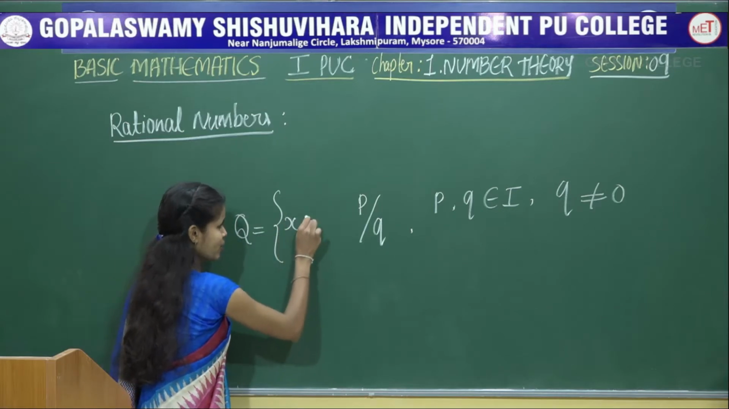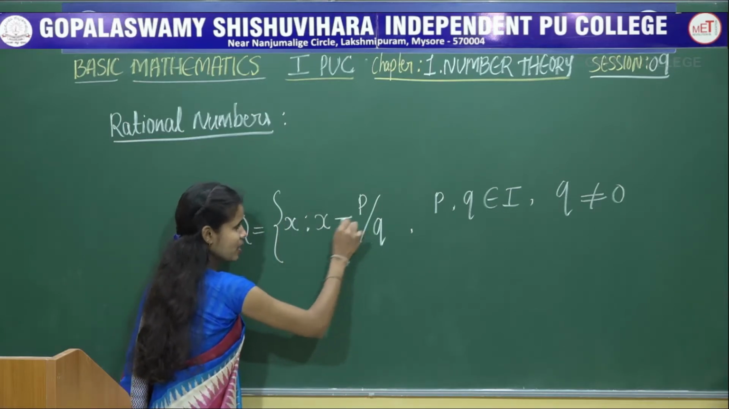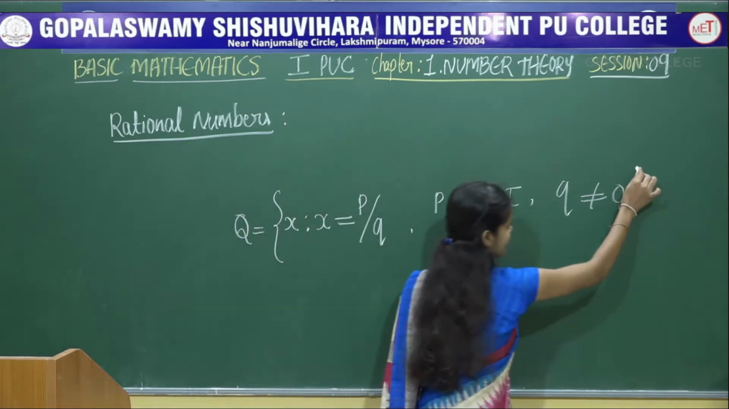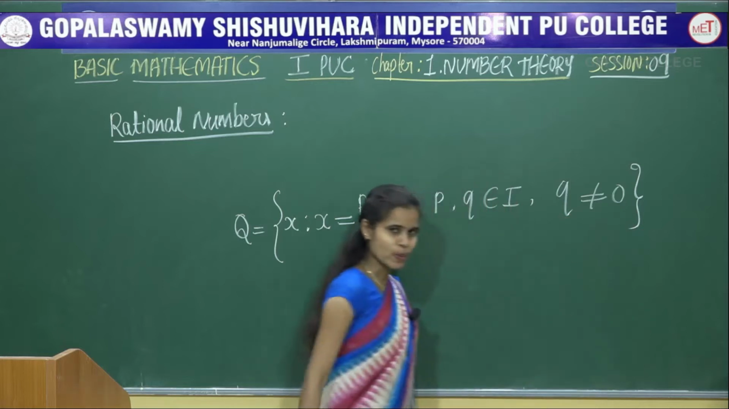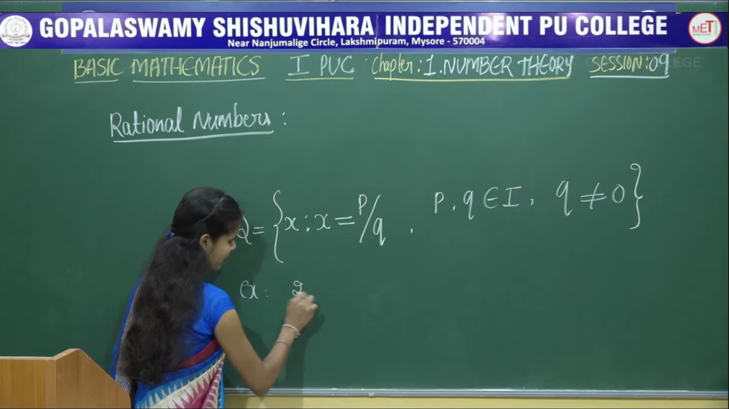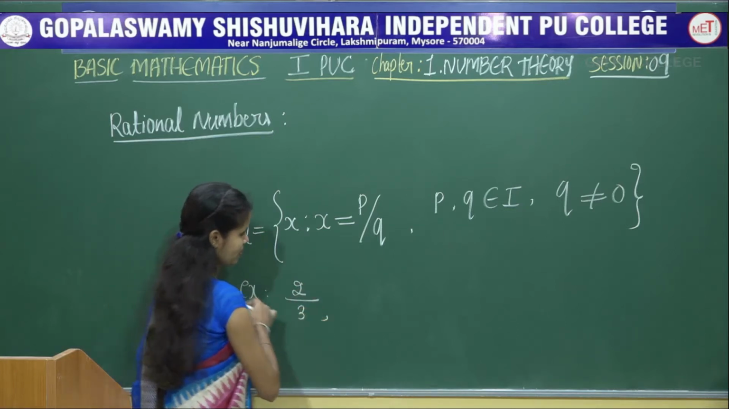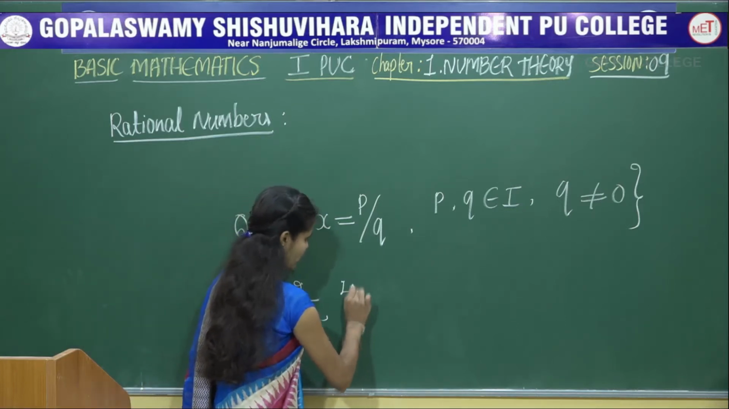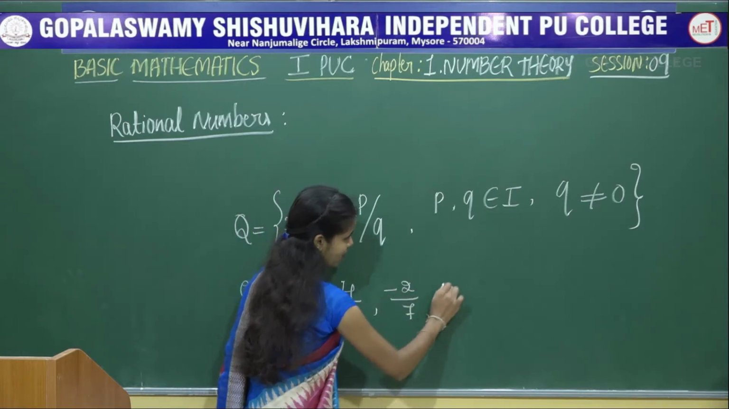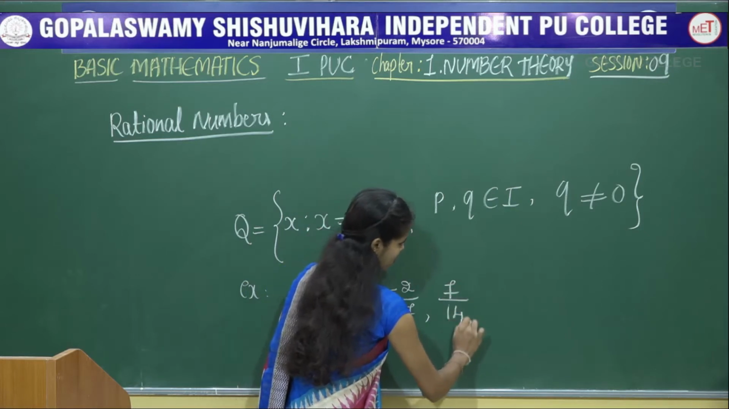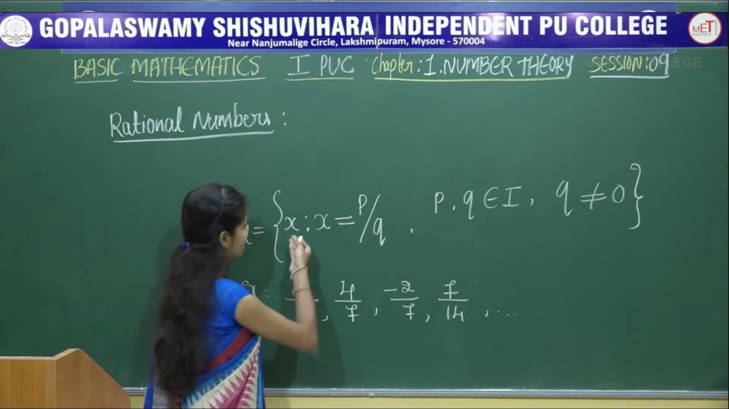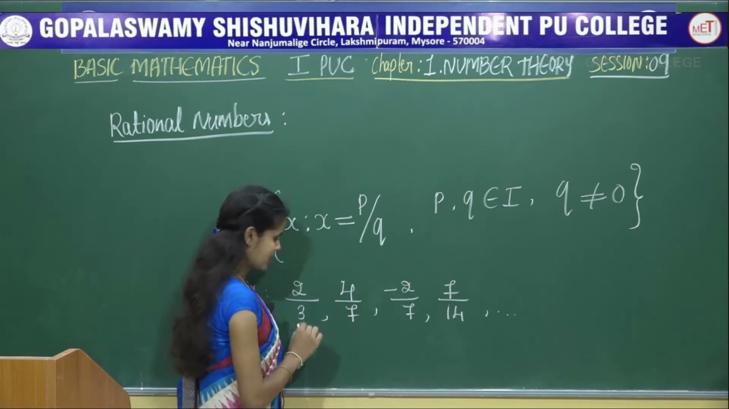The numbers are denoted in general by X such that it must be in the form of P by Q, where P and Q are integers and Q is not equal to 0. For example, 2 by 3, 4 by 7, minus 2 by 7, 7 by 14, etc. are examples of rational numbers.